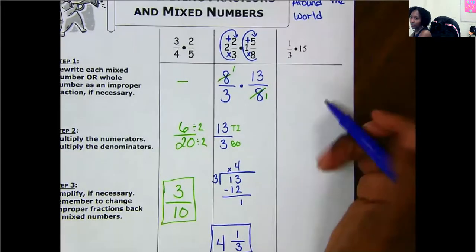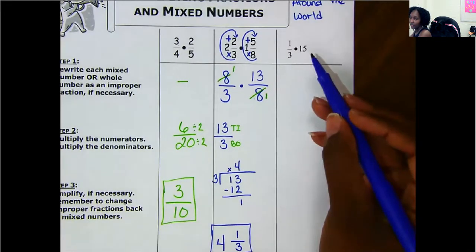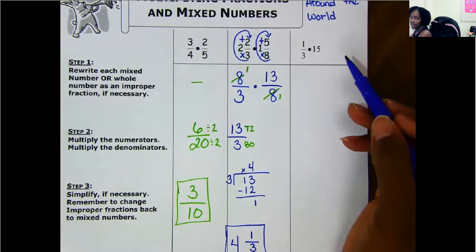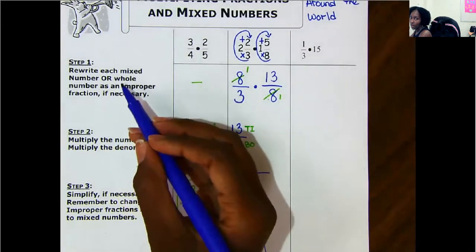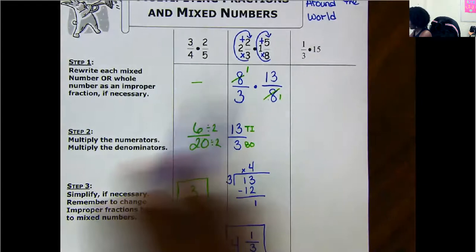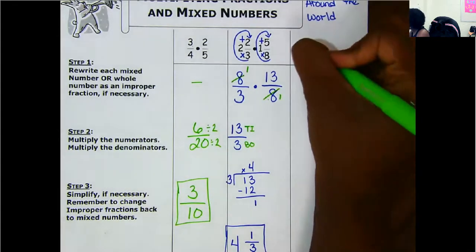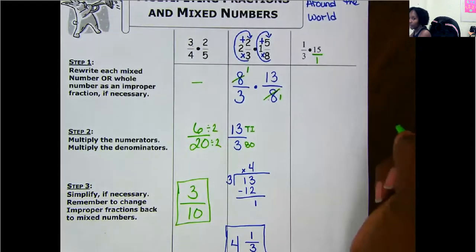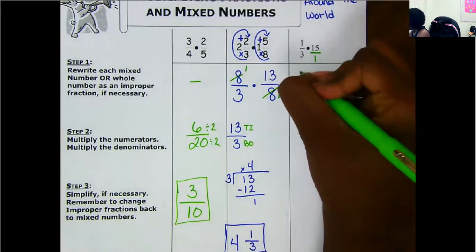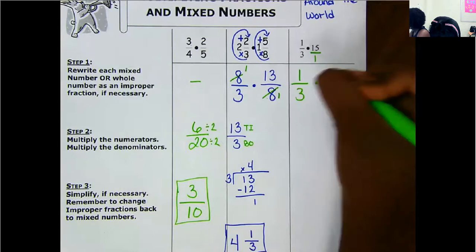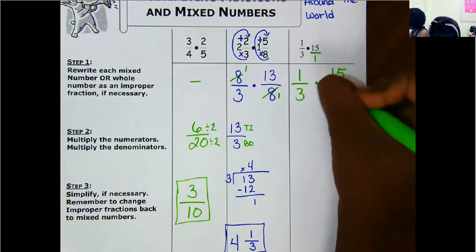The next example, 1/3 times 15. Now, I need to make my whole number into an improper fraction. How do I do that? Remember, a whole number as a fraction is simply putting it over a 1. So now I have 1/3 times 15 over 1.